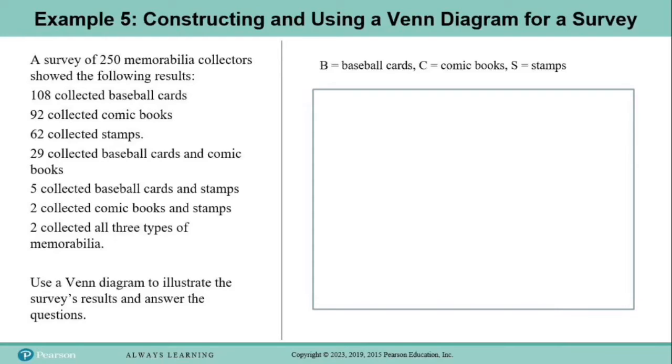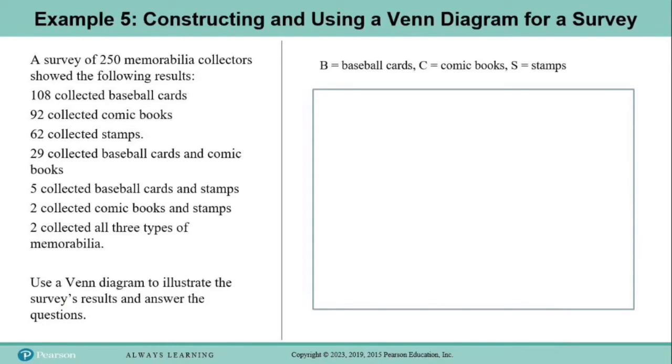So here we have example 5, and it says a survey of 250 memorabilia collectors showed the following results. 108 collected baseball cards, 92 collected comic books, 62 collected stamps, 29 collected baseball cards and comic books, 5 collected baseball cards and stamps, 2 collected comic books and stamps, 2 collected all 3 types of memorabilia. Use a Venn diagram to illustrate the survey's results and answer the questions.